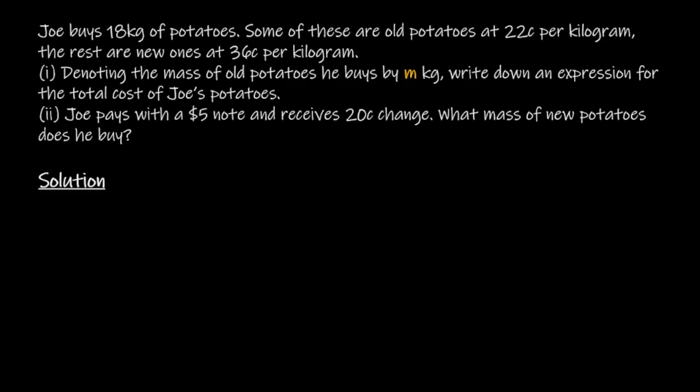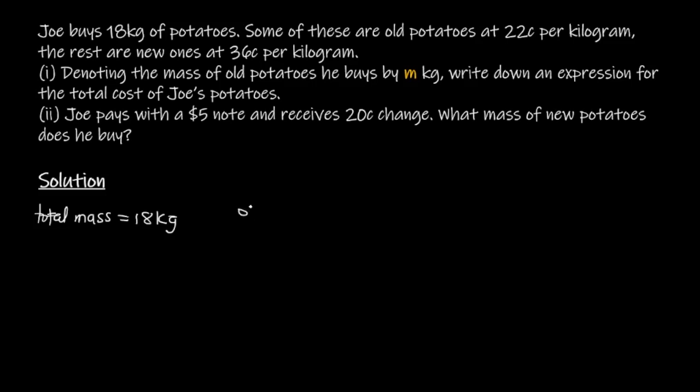Alright, so let's go ahead and solve this example. We're told that Joe buys 18 kilograms of potatoes. That's the total mass of the potato that he bought. So let's write that the total mass equals 18 kilogram. Now we're told that some of these potatoes are old and they were sold at 22 cents per kilogram, and then the new ones at 36 cents per kilogram. We were also told to denote the old potatoes by m kilogram.